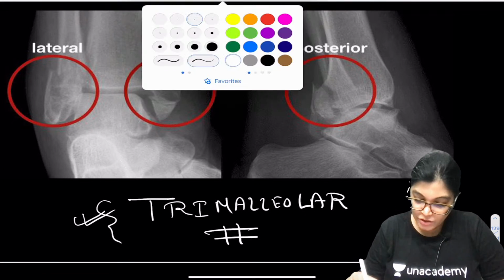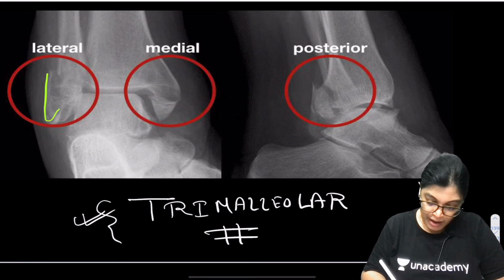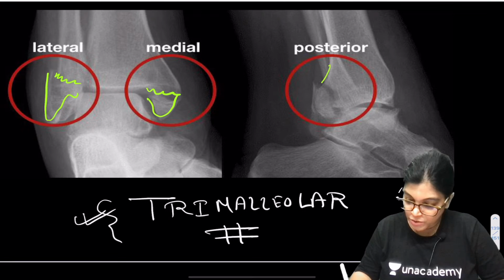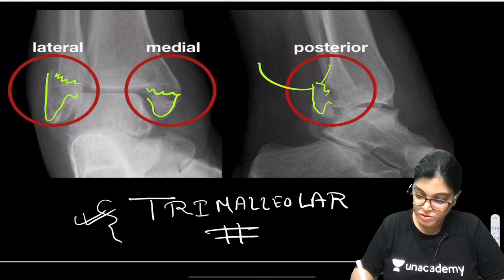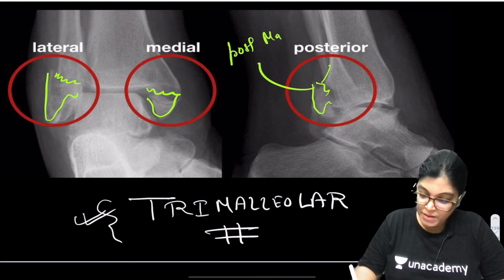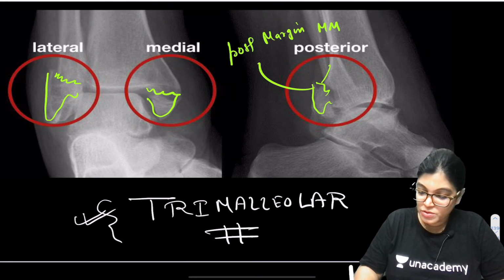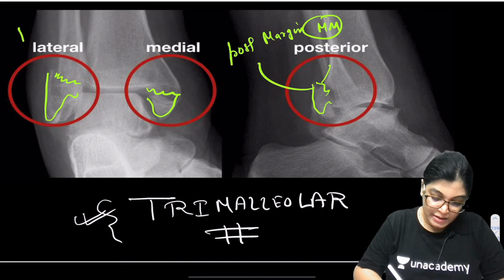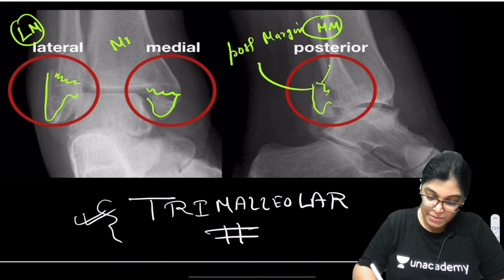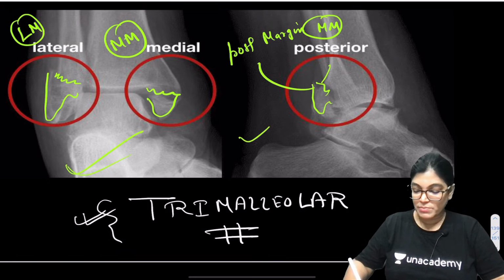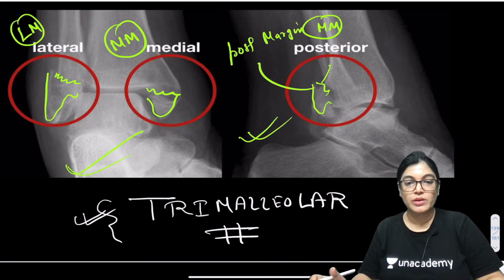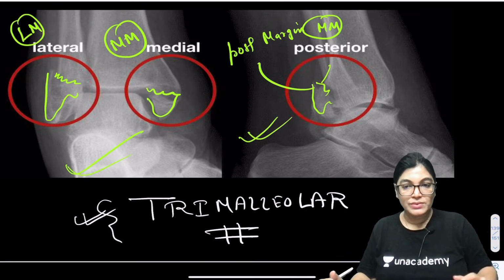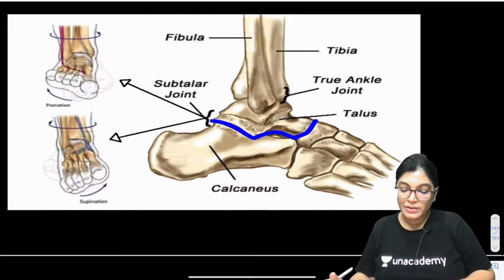Clearly you can see in this diagram lateral malleolus fracture dislocation, medial malleolus is involved, and also the posterior aspect of medial malleolus is involved. So, this is the posterior margin of medial malleolus or lower end of tibia. The lateral malleolus was involved, the medial malleolus was involved, and now the posterior margin of the lower end of tibia is also involved, and this is a case of trimalleolar fracture. Okay.